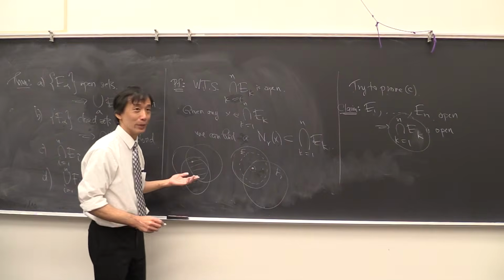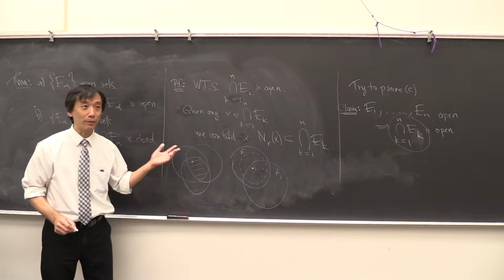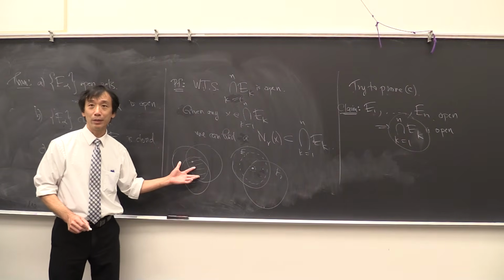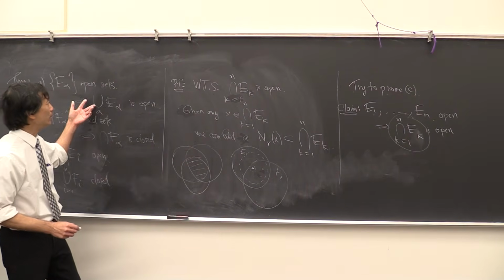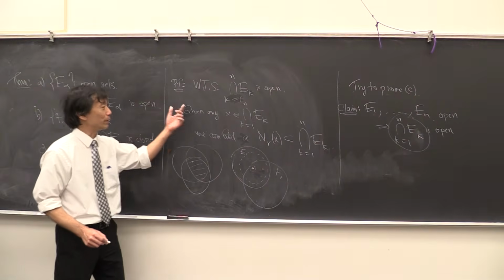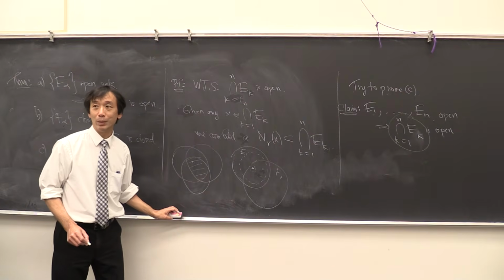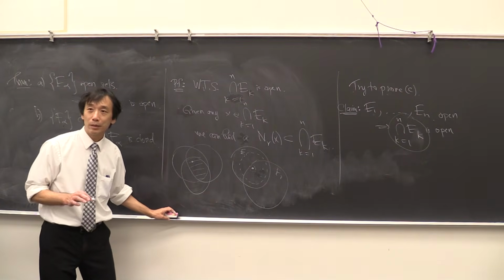Okay. And now you see how to do it, right? If you've got a finite number of sets, well, you can take the minimum R, right? But the problem with an infinite number of sets is that there's not necessarily a minimum R. Okay. You guys getting this?